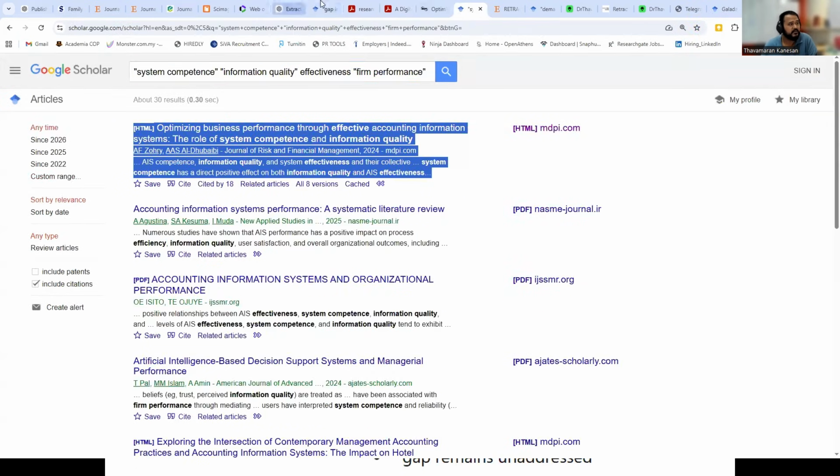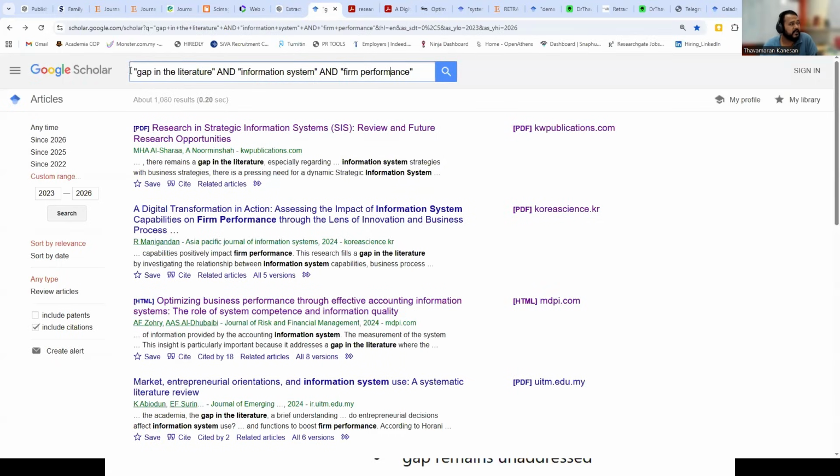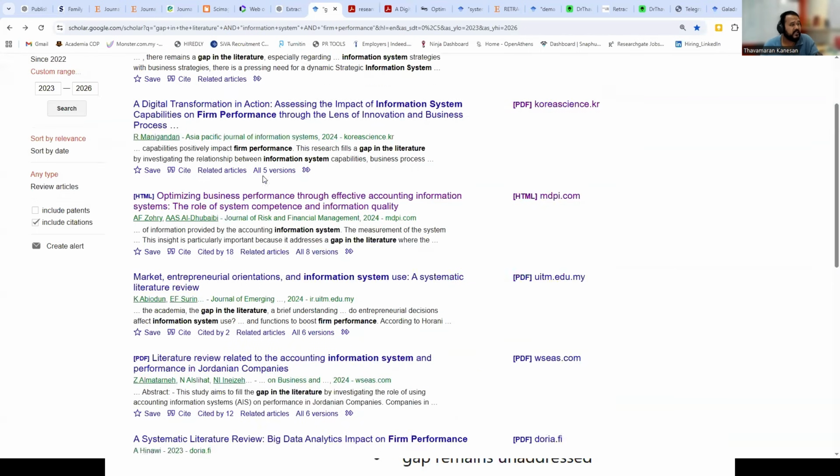This is later, right? So I'll go to Google Scholar, I'll type in "gap in the literature" and this is my topic. This is what I want to find out. So I'll type in information system and firm performance. What I'm basically telling it is, get me papers that use this phrase, gap in the literature, within the area of information system and firm performance. So any papers that use this particular phrase, I will pick them up directly here.